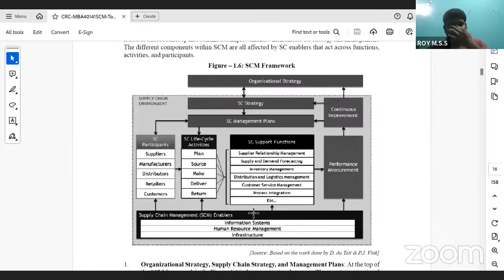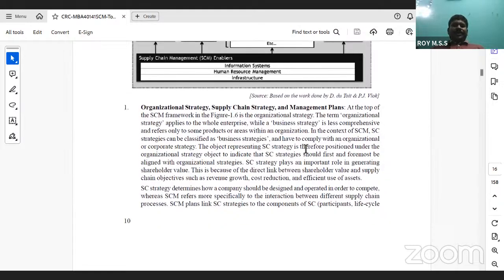This is the framework. The framework, these are the participants, activities, functions, performance measure. Information system, HR, all these people from the above strategy, it will start based on the strategy. There will be supply chain strategy. Then supply chain management plans will go off. And then under the supply chain, all these three processes will be done. Performance measure will be done. And again, for this information system, HR, infrastructure, all the things will support the flow from this to this. Very easy to understand, right?